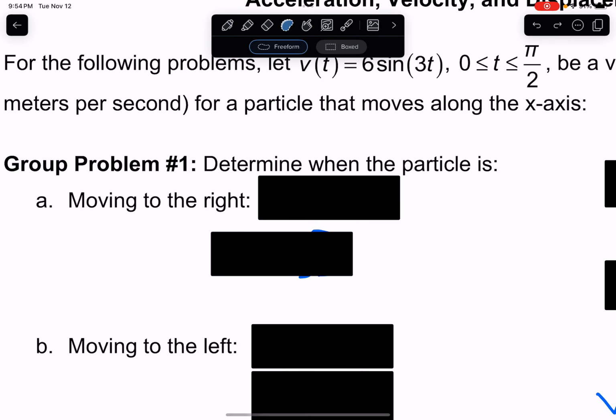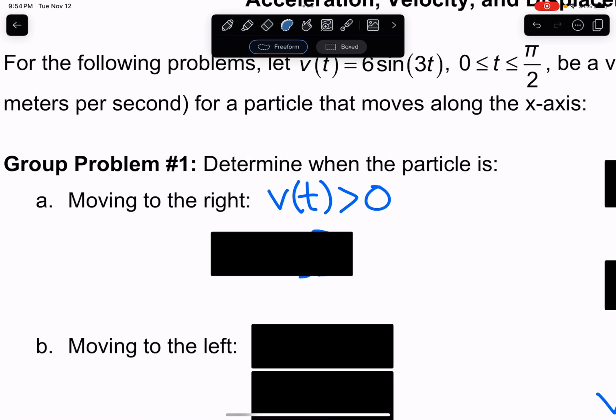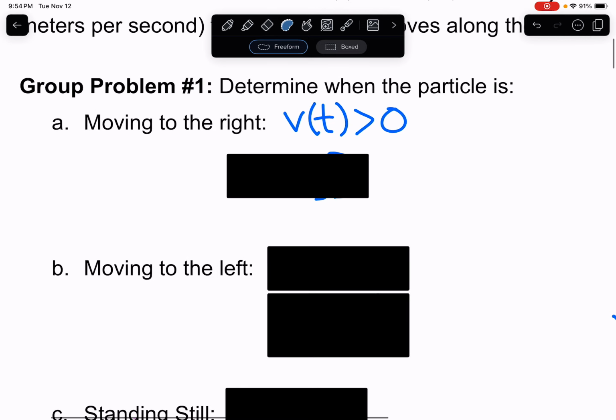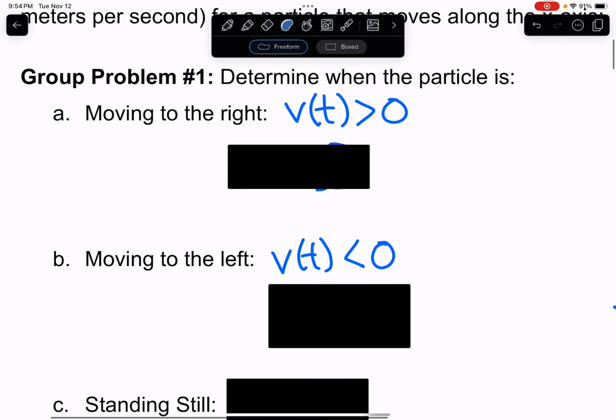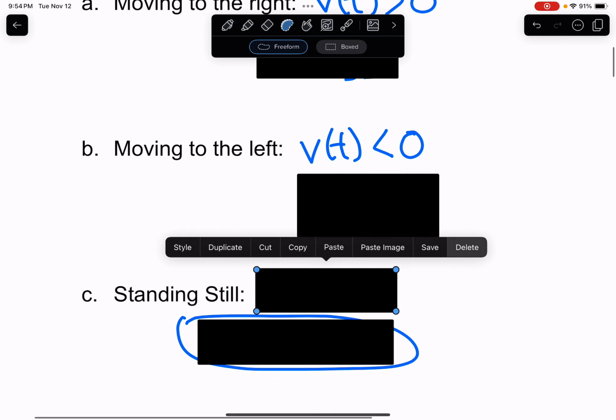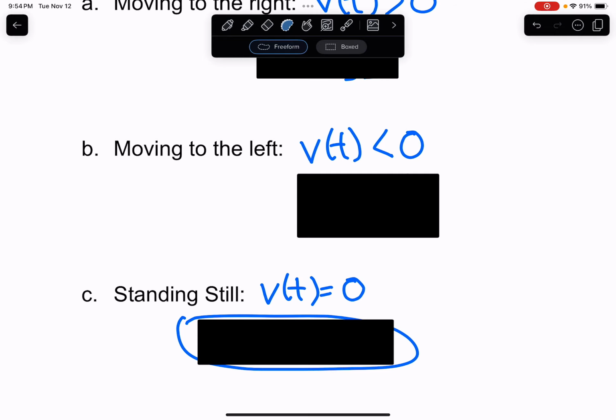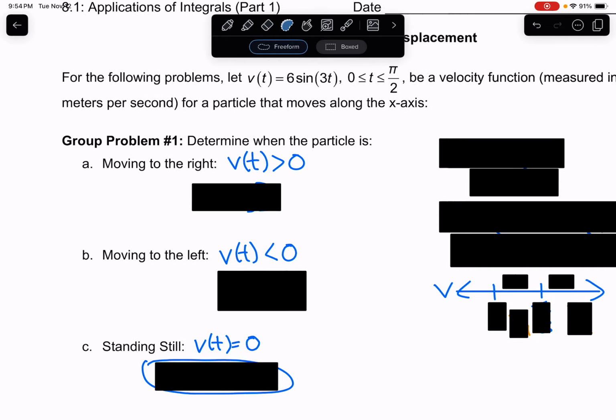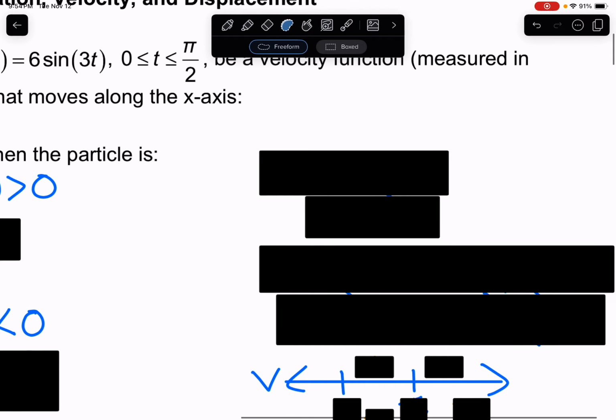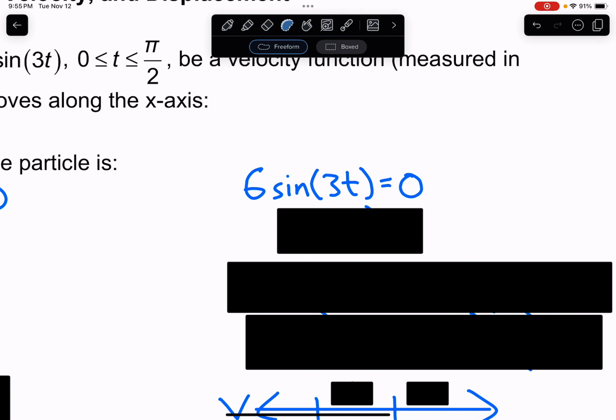So this is reviewing stuff from Calc A. We know that that means we want where velocity is positive. Moving to the left, that is where velocity is negative, and standing still is where the velocity is equal to 0. So let's take our velocity equation and set it equal to 0. Now we should also check to see where it does not exist, but since this is a sine curve, we know it's always going to exist, right? So we can skip that for now.